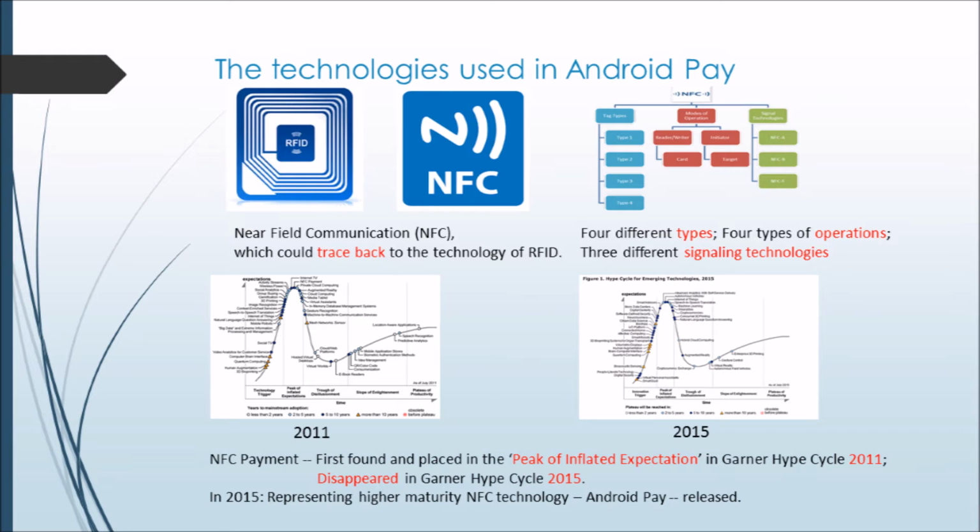NFC, this emerging technology, was first found at the peak of inflated expectations in the Gartner Hype Cycle 2011, which means it was very popular that year. Then it moved from the height of the hype cycle down into the trough of disillusionment, and at last totally disappeared in the Gartner Hype Cycle 2015, which means it has reached its maturity. In the same year, Android Pay, which represents a more mature NFC technology, was realized.